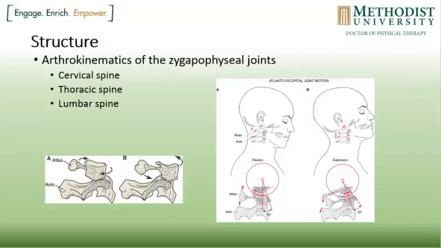When you are rotating at the AA joint, the side that is moving forward behaves like it's flexing. The other side that is moving backwards behaves like it is extending. So it is a more complex joint. Now in the cervical spine, the facet joints are angled at 45 degrees from the horizontal plane.